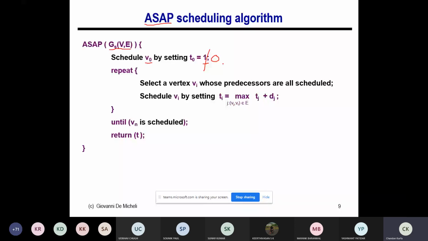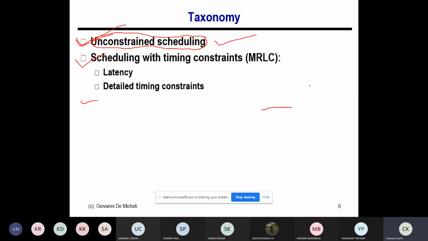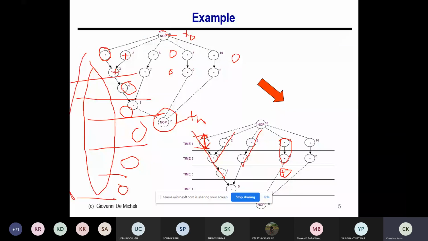Okay. So what I'll do is find the vertex whose predecessors are all scheduled, right? If you think about this example, I assume my T0 is 0, which means this sync node is already scheduled at time step 0. So whenever this is done, all these 1, 2, 3, 4, 5 nodes are available to schedule. And in ASAP, I'm going to schedule all of them in time step 1.